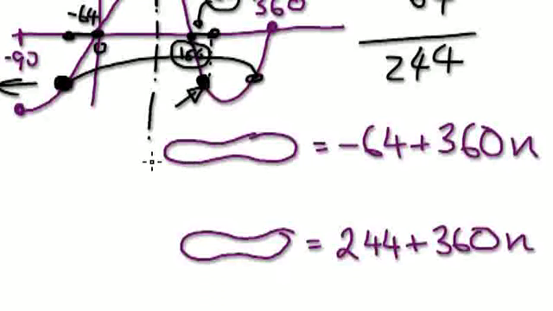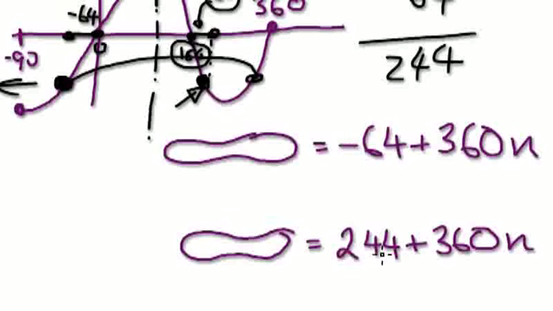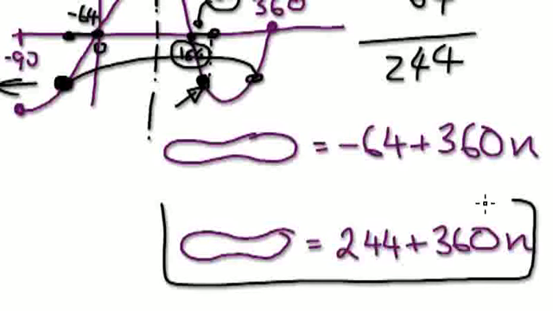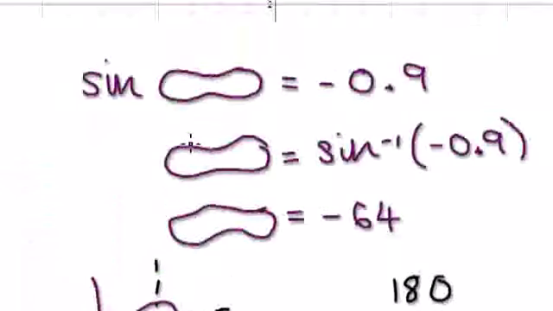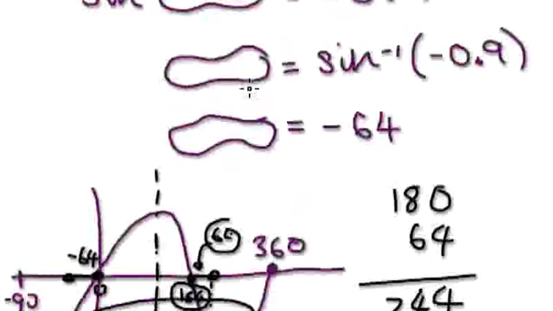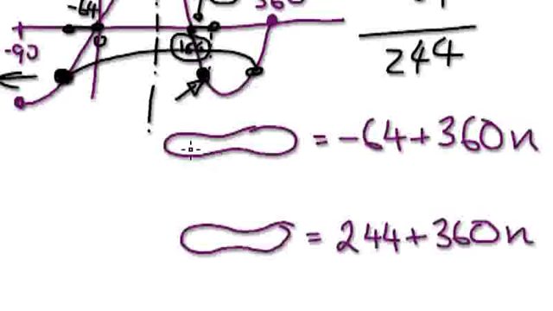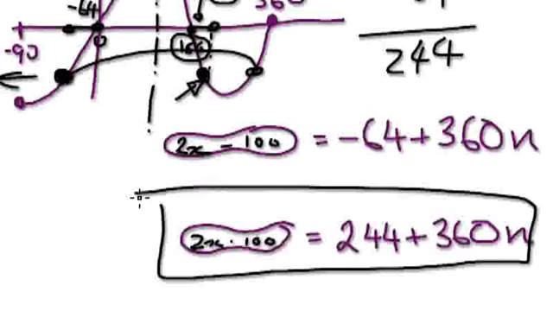So this is our first set of solutions here. Now 2, 4, 4 is another set of solutions here. Remember, what was inside the bubble was 2x minus 100. So let's put 2x minus 100 in there. This here is 2x minus 100, this here is 2x minus 100. This here is our first set of solutions, and this here is our second set of solutions.